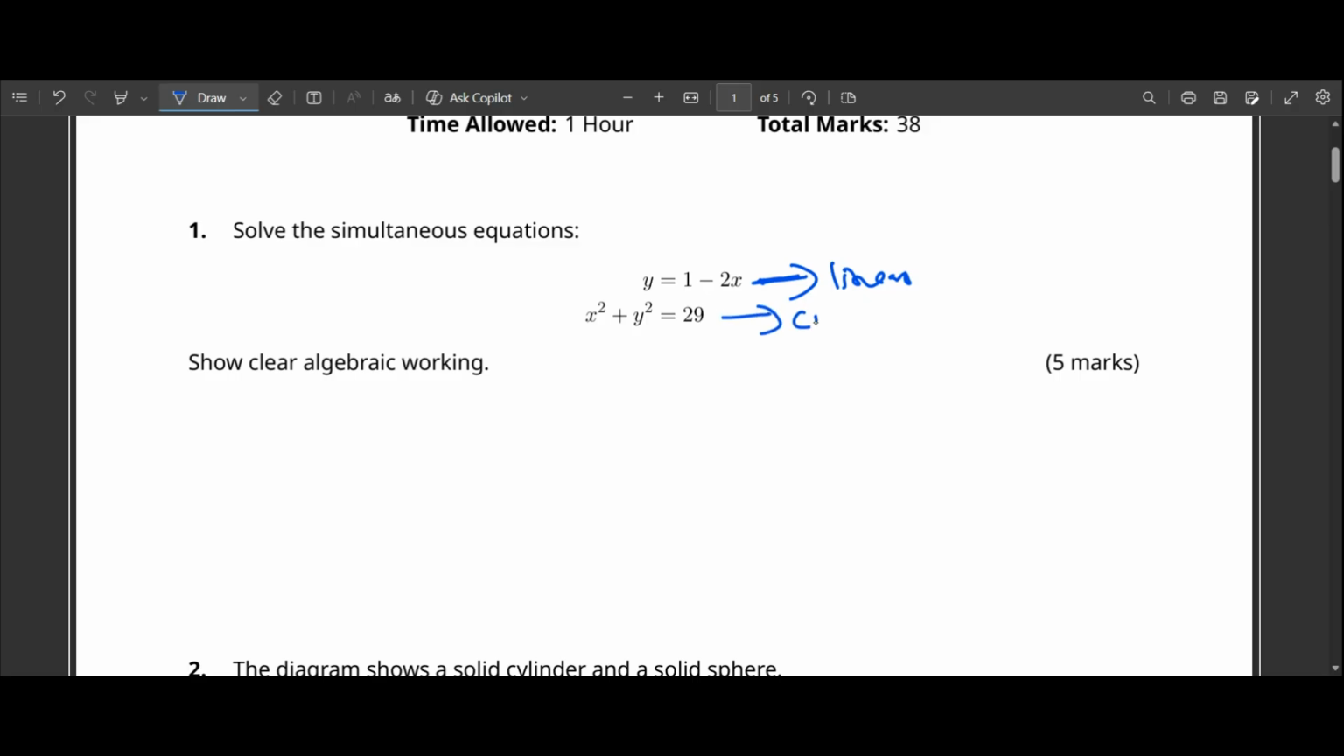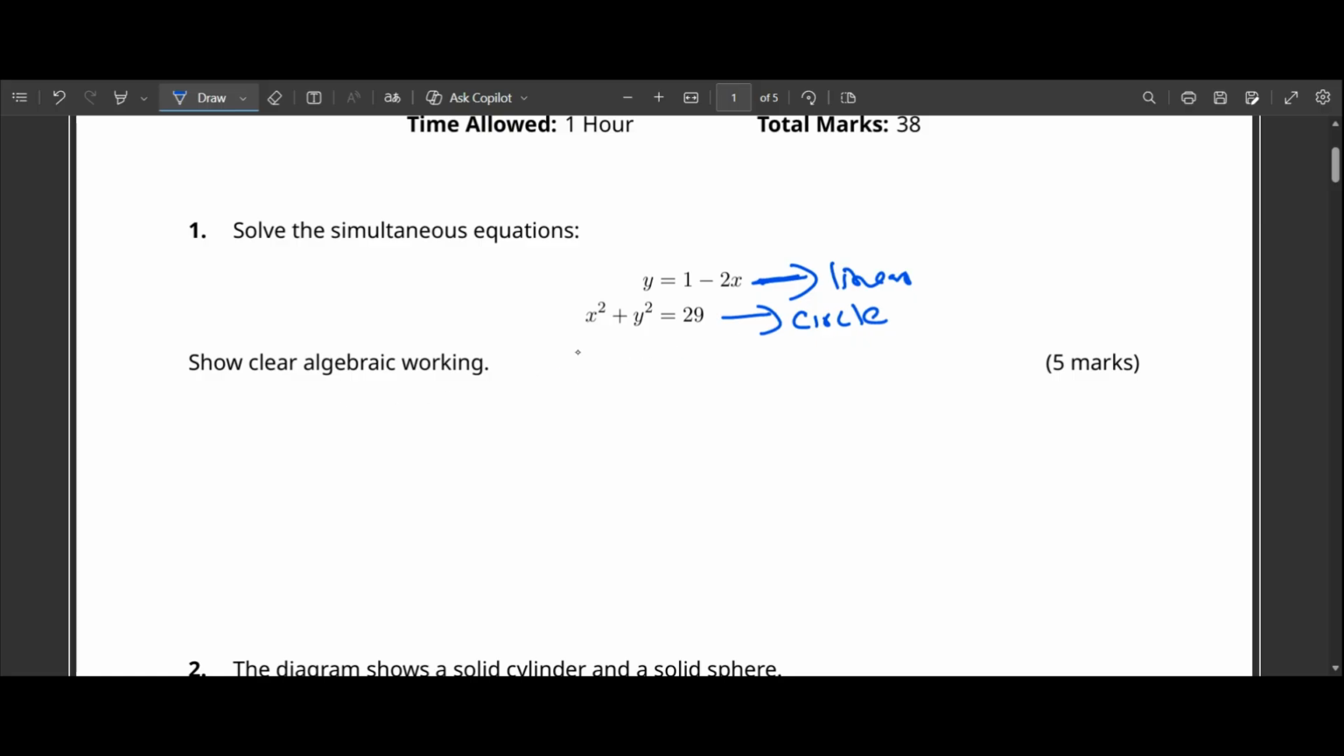This is the equation of a circle. x squared plus y squared equal to a number. Okay, this is an equation of the circle. Now what you have to do is very simple. Most probably you will get a question like this in the exam. Okay, this is a classical one.